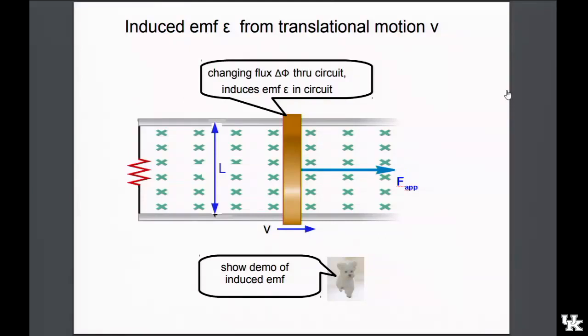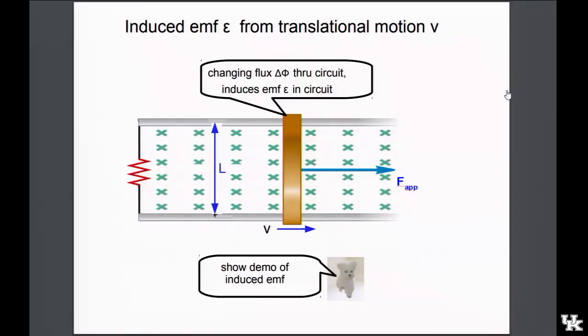This arrangement I've immersed in a magnetic field. So those green crosses are indicating a magnetic field that's immersing this whole setup. And if you remember, the crosses mean that the field's going into the screen.